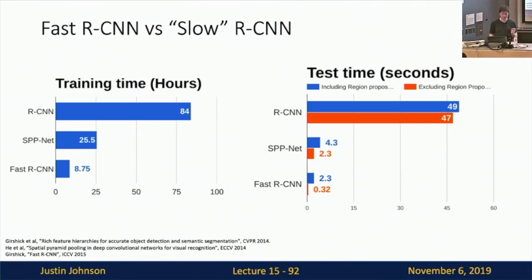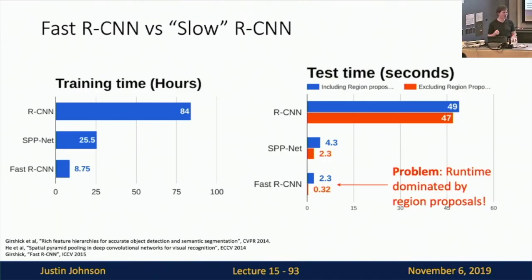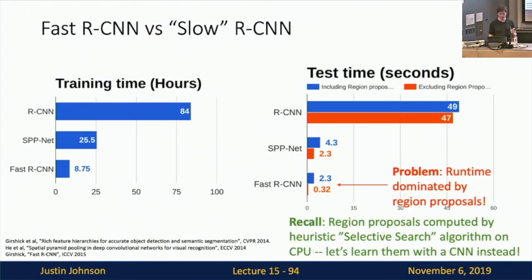But an interesting thing is that once we have fast RCNN, most of the time in fast RCNN is spent computing those region proposals. Remember that those region proposals we're depending on were being computed by this heuristic algorithm called selective search that runs on the CPU. Once we have fast RCNN, almost 90% of the runtime is just taken up by computing these region proposals. And you remember that these were being done by this heuristic algorithm.